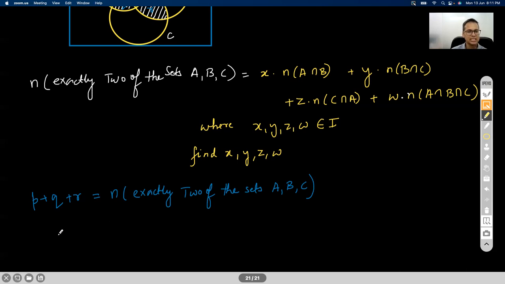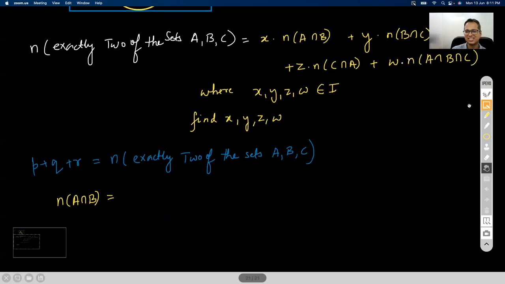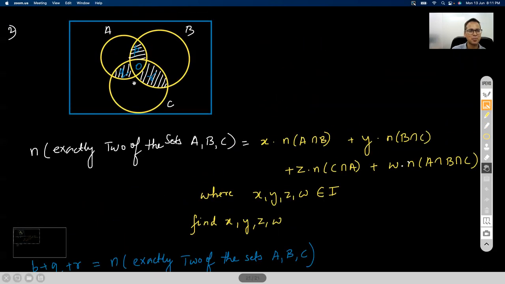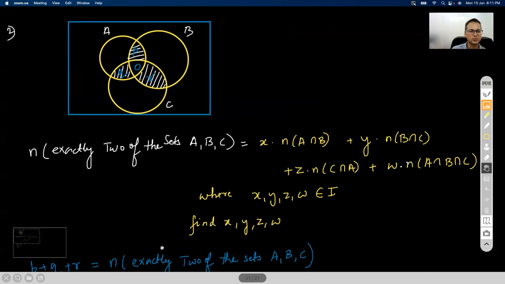Now see, the moment you do N of A intersection B, you not only get P, but in addition to that, you get O as well. So this will give you P plus O. Similarly, N of B intersection C will give you R plus O. And N of C intersection A will give you Q plus O.